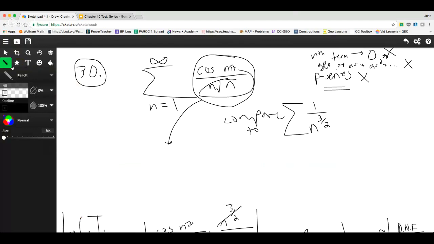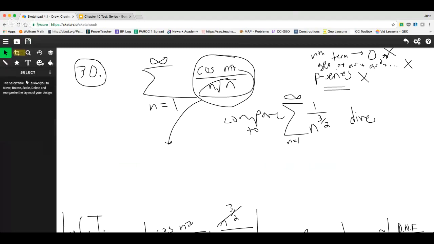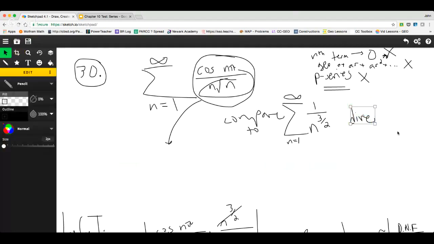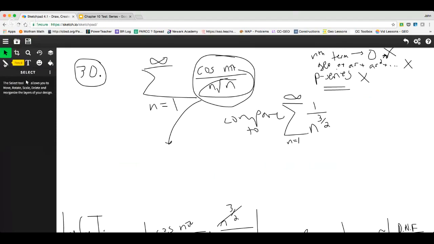So how about a direct comparison? Can we say anything about this series compared to this? Well, what do we know that this does? Let's think about this one for a second. As n goes to infinity, we know that this, since 3/2 is greater than 1, this series will converge.